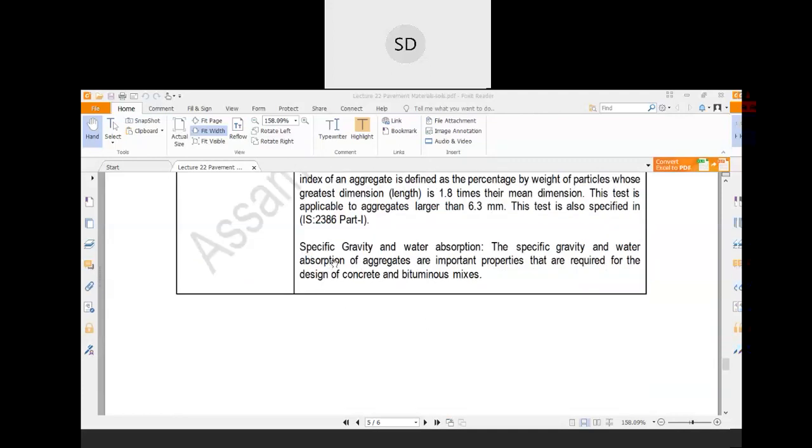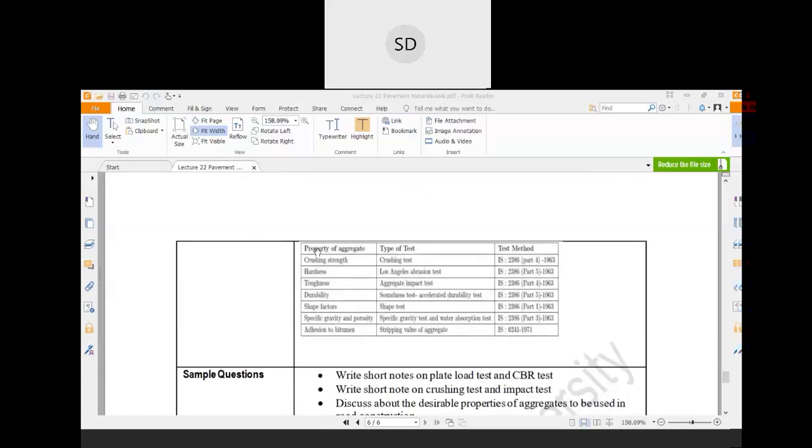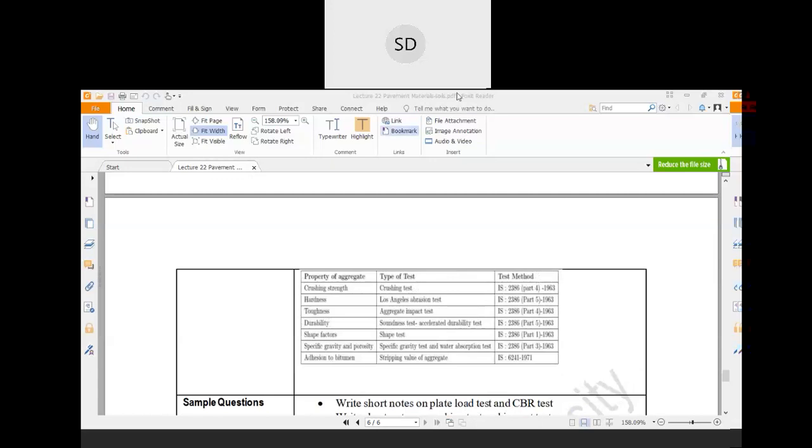Now another very important test is specific gravity test and water absorption test. So from the specific gravity test we get a rough idea about the hardness properties of the aggregate. Okay, and water absorption test also is very much important to find out whether the aggregates are within their limit or not. Now these are different properties of the aggregate. These are the different types of tests, and these are the test methods which are followed in Indian conditions.